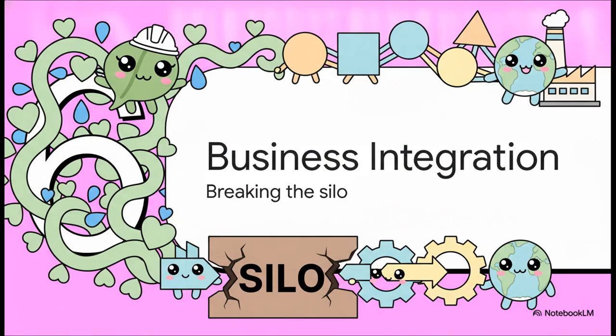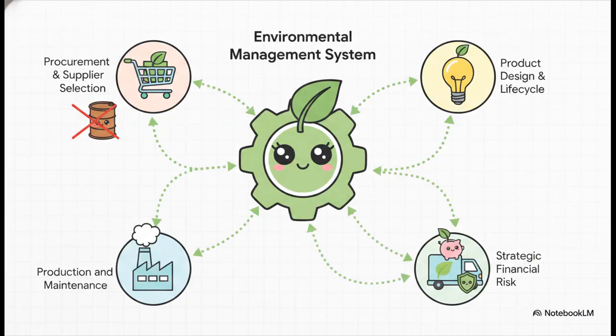Finally, Section 6, integrating into business processes, breaking out of the environmental silo. Listen, an EMS is not just some heavy binder sitting on a dusty shelf in the compliance office. It is a living, active business process that has to influence everything. It dictates your procurement and supplier selection. It influences product design, production, and maintenance. It drives logistics, and it fundamentally alters strategic financial risk management. Think about it. If your purchasing department is out there buying cheap, highly toxic chemicals just because they're completely unaware of the EMS objectives, your system is not integrated.